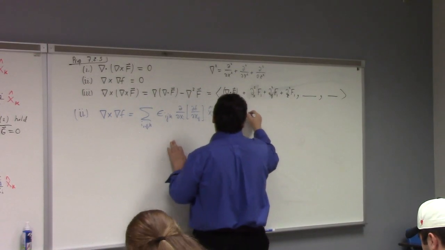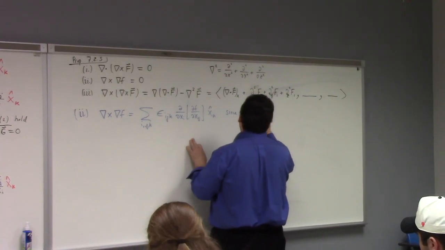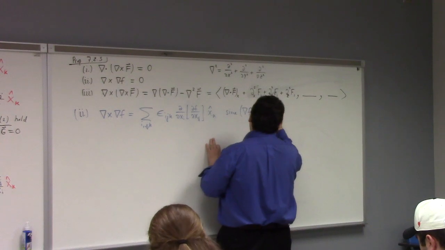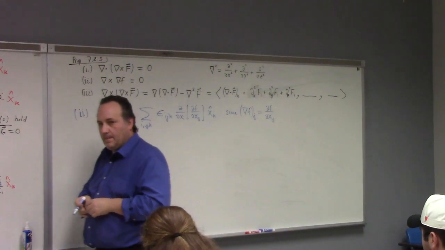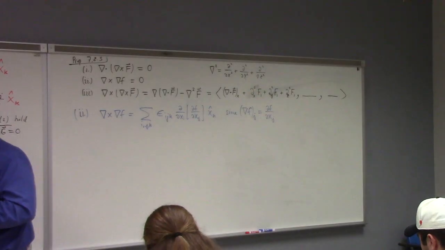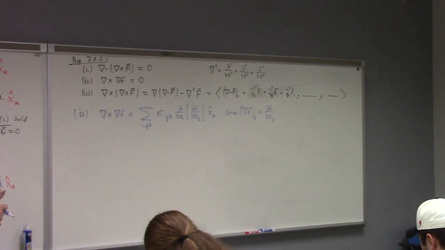Since if we calculate the gradient of f, what is the jth component? Well, the jth component of the gradient is by definition partial f over partial x sub j. All right. Now, what do we know about mixed partial derivatives? What can we do?